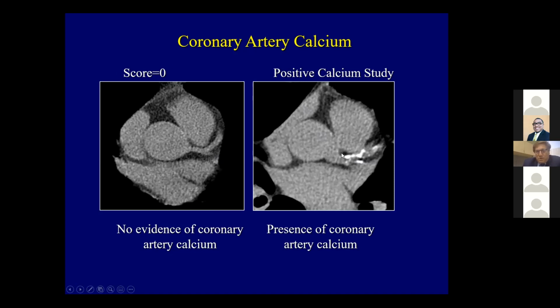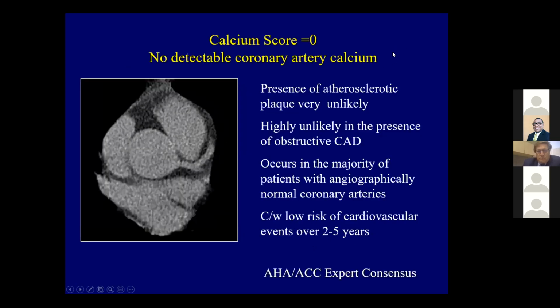And then the next big divide is we'll see, does the patient have a profoundly elevated calcium score, greater than 400 or greater than 1,000? So a calcium score of 0, no detectable coronary artery calcium. The presence of atherosclerotic plaque is very unlikely. Highly unlikely is the presence of obstructive coronary disease. Again, it occurs in the majority of patients with angiographically normal coronary arteries and is consistent with a low risk of cardiovascular events over the next 2 to 5 years. We'll go into more detail of this a little later.